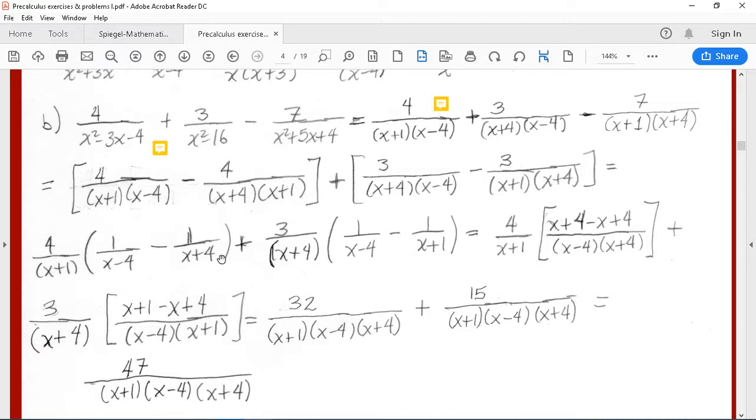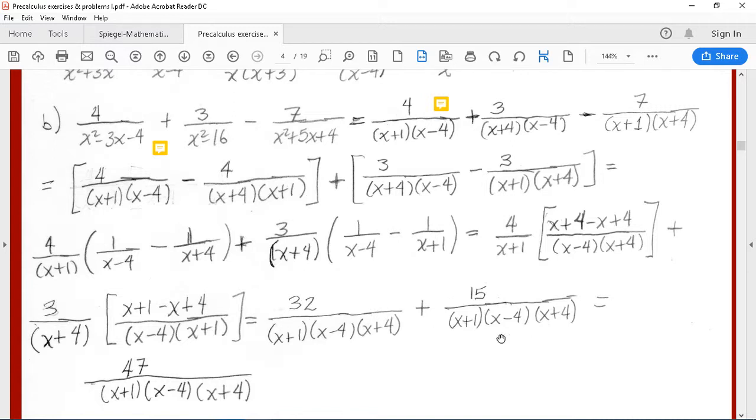So here we have x plus 4 minus x minus 4, which gives you minus x plus 4. So that adds up to x minus x is, these two cancel out. 4 plus 4 is 8, times 4 is 32. x plus 1 minus x minus 4, which is minus x plus 4. Well, these two x's cancel out. 1 plus 4 is 5. 5 times 3 is 15.